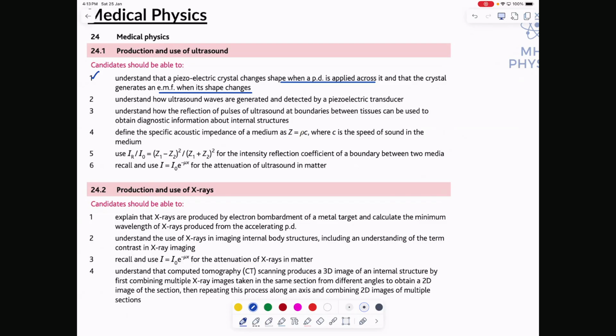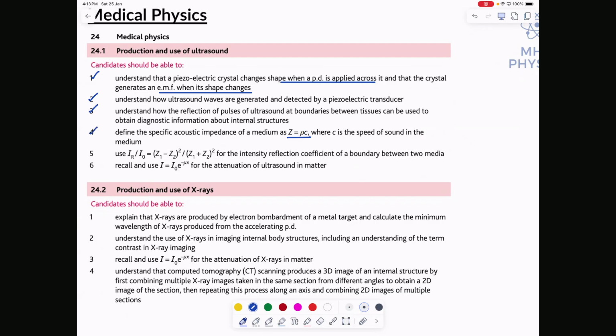Understand how reflection of pulses of ultrasound at boundaries between tissues can be used for diagnostic information of internal structure. The idea is that waves will reflect from where? Different boundaries. What are boundaries? Changes in medium. Define specific acoustic impedance of a medium as Z equals rho C. Basically, the definition: it's a product of density and speed, and that is it.